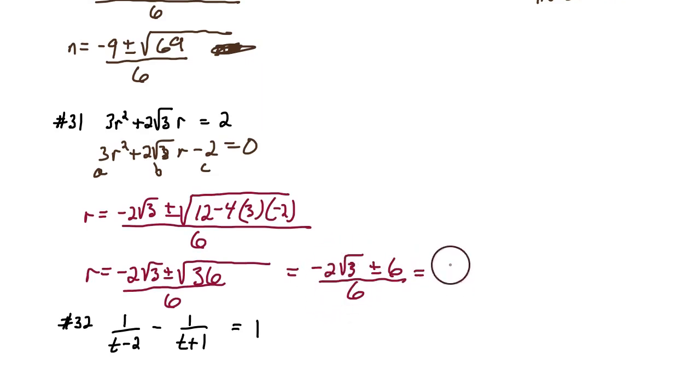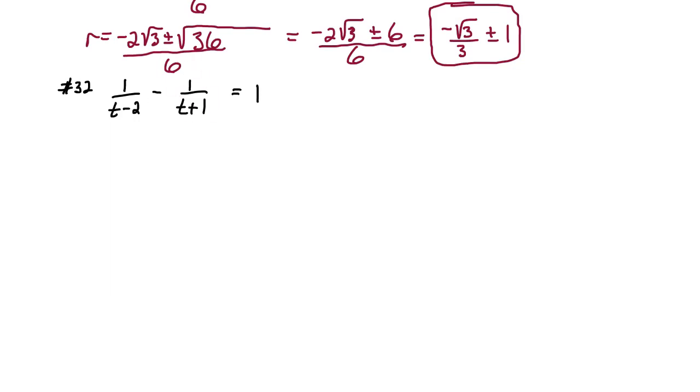Let's reduce this first part. We get negative square root of 3 all over 3. And now let's reduce this second piece. We get plus or minus 1. This expression has both of our answers in a compact form. If you want to get decimals, type this in the calculator using the plus sign one time and then type it in again using the subtraction sign.